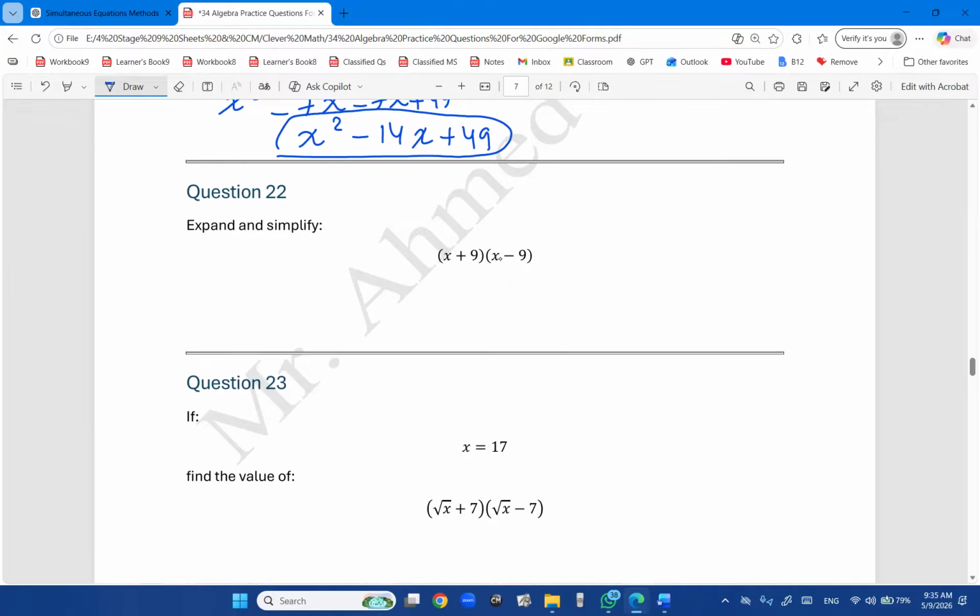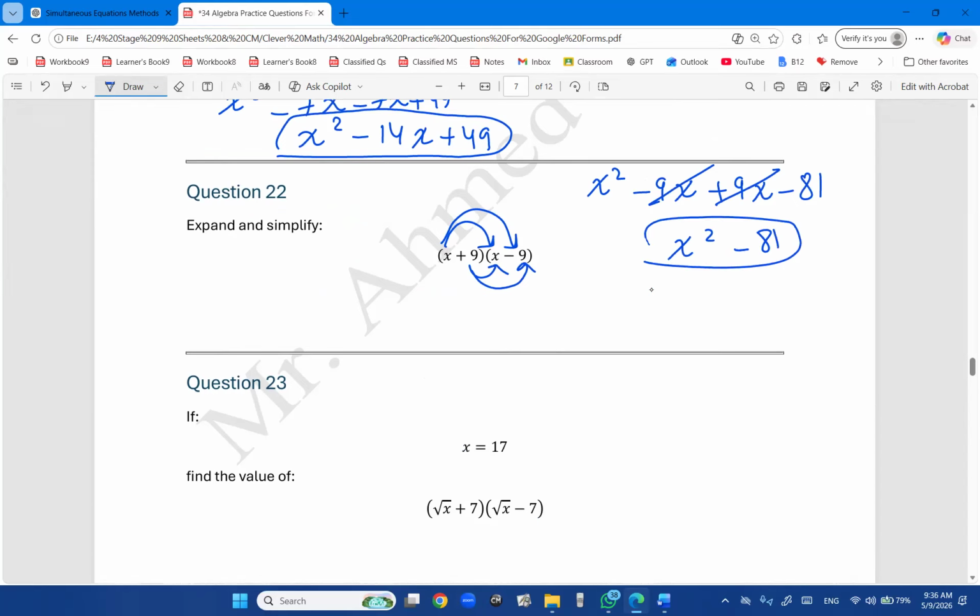In this example over here, you can do both ways. The first way is that you multiply first by first, like what we've done, which is x squared, and first by second, which is negative 9x, then second by first, which is plus 9x, and second by second, which is minus 81. But you will find at the end that this cancels this. So it is x squared minus 81 right away.